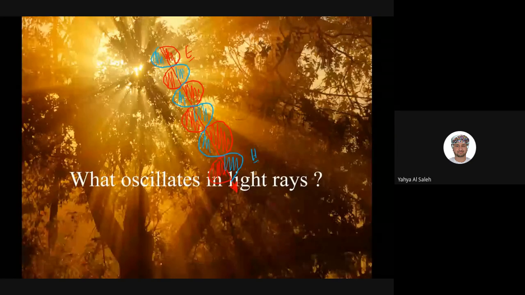These fields can oscillate in vacuum, which is why light can come to us from the sun through the vacuum of outer space, while sound doesn't carry in outer space because it needs a medium. It needs a physical thing to oscillate, which is air molecules, and there are no molecules in outer space per se.